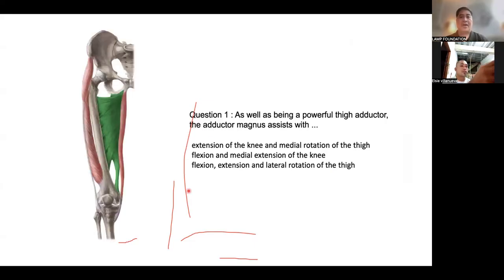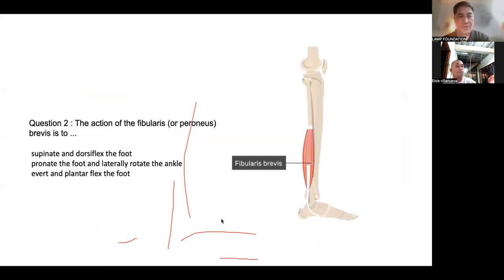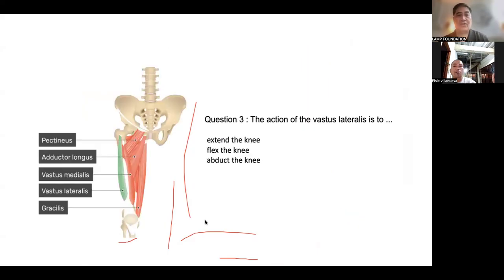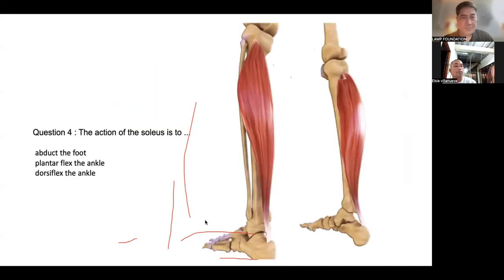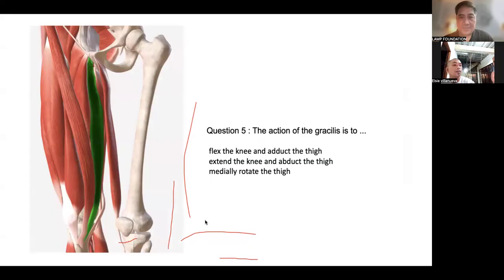As well as being a powerful thigh adductor, the adductor magnus assists with flexion, extension, and lateral rotation of the thigh. Action of the fibularis or peroneus brevis is to invert and plantar flex the foot. Action of vastus lateralis: extend the knee. Action of soleus: plantar flex the ankle. Action of gracilis: flex the knee and abduct the thigh.